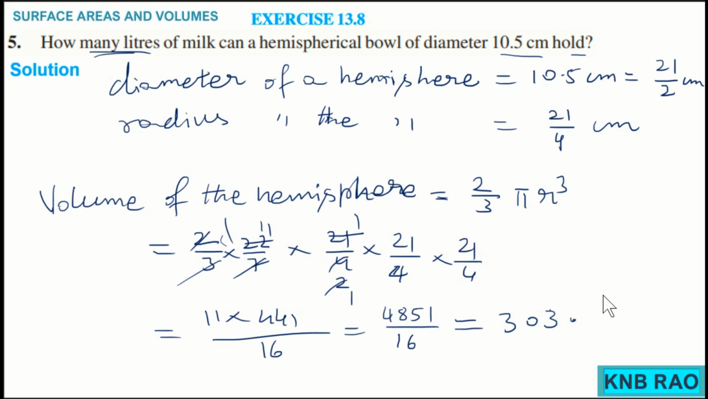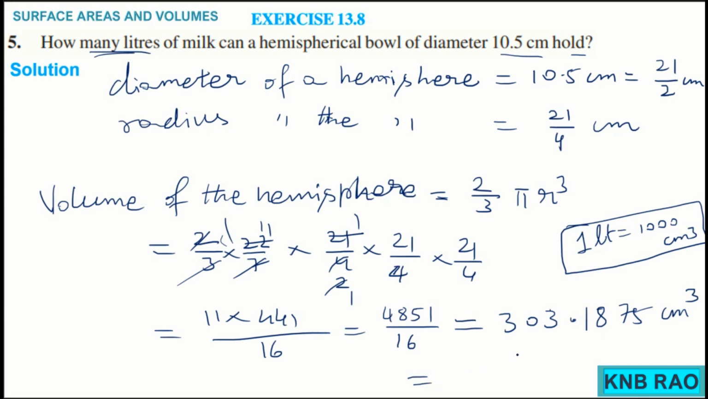So 303.1875 centimeter cube, whereas you have to convert it into liters. So 1 liter is 1000 centimeter cube, or 1000 ml. With this conversion, by dividing by 1000, it becomes approximately 0.303 liters. So this is how we solve this question.